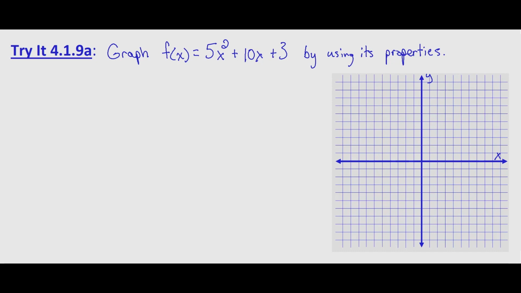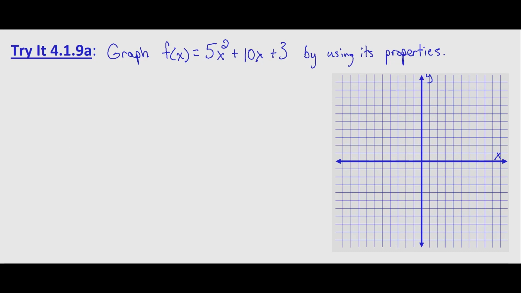So once again, given a quadratic, we're asked to graph it by using its properties. It's going to be more of the same as far as the process is concerned. We'll encounter something different, trying to cover as many bases as we can as far as what you might encounter when you're graphing by properties.